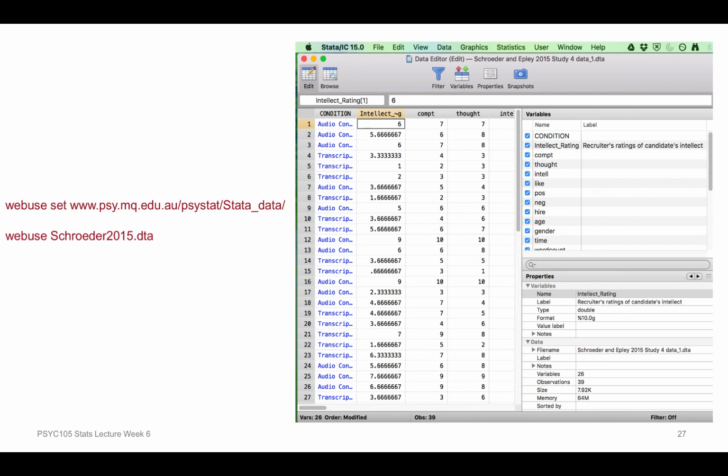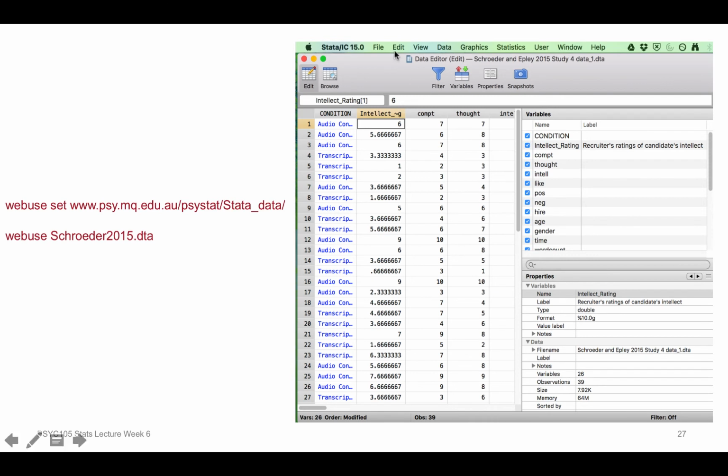So this is the data as it actually looks. You can see that I've given you the syntax on the left-hand side there to pull up the data, again using the same process that I talked about for the previous one. And there's a whole lot of variables in this data set, but only two of which are relevant to our particular independent samples t-test here.